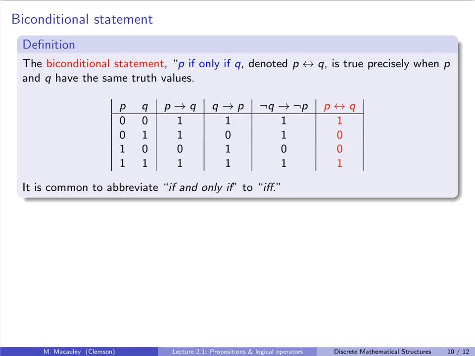But now we have P if and only if Q, and that's true precisely when P and Q have the same truth values. In other words, they are both false or they are both true.